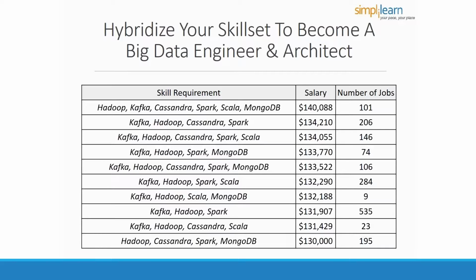And then for people with skills in Hadoop, Cassandra, Spark, and MongoDB, which are what you will pick up just by following the basic 3 steps that we laid out for you, they're earning $130,000 per year, and there's 195 positions currently available in the United States. All of this data is coming from Indeed.com.